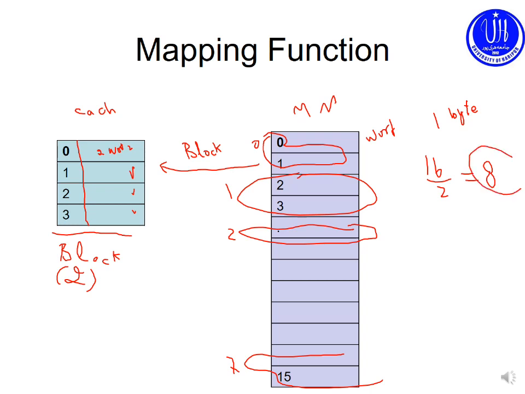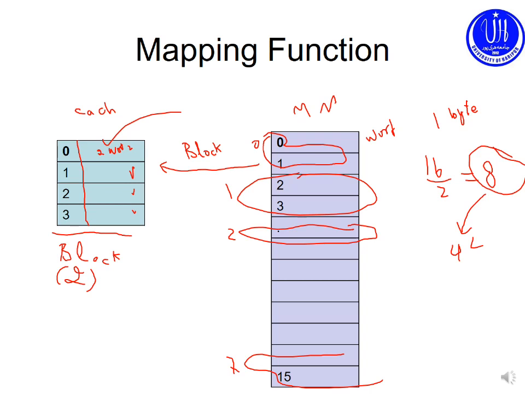So the mapping function, what does it do? We have 8 blocks in main memory and 4 lines in the cache. So how to make space for these 8 blocks in 4 lines? This is decided by mapping functions. In direct mapping, for each block the cache line number is predefined, and for associative mapping, the cache line number is not predefined.